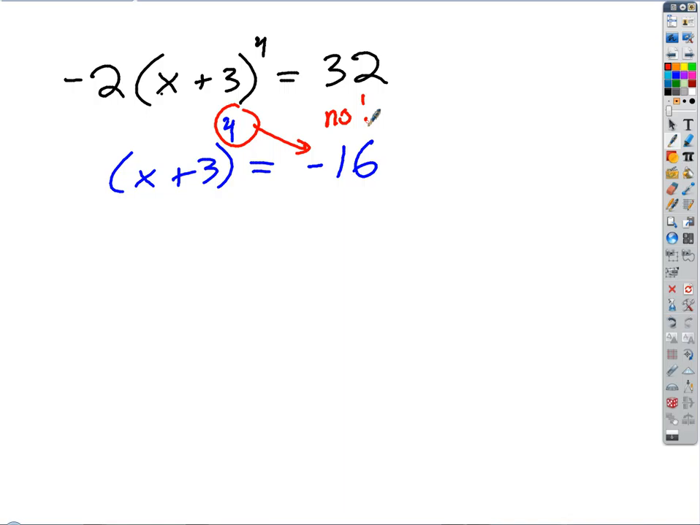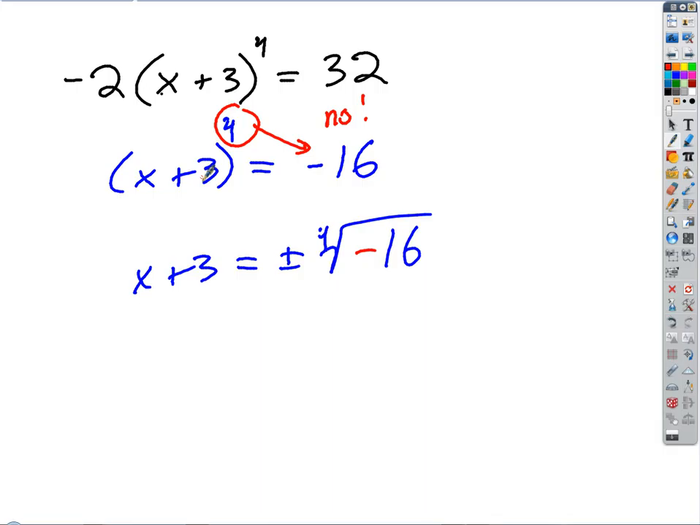You could go through the steps if you want to. You could get x plus 3 equals plus or minus the 4th root of -16 and then realize, oh, problems. We've got an even root of a negative number. That's fine. But you can see right here that you're going to have that issue because think about this.